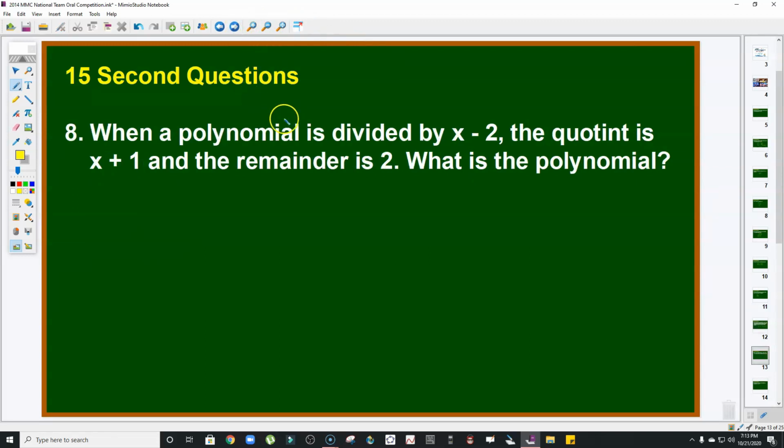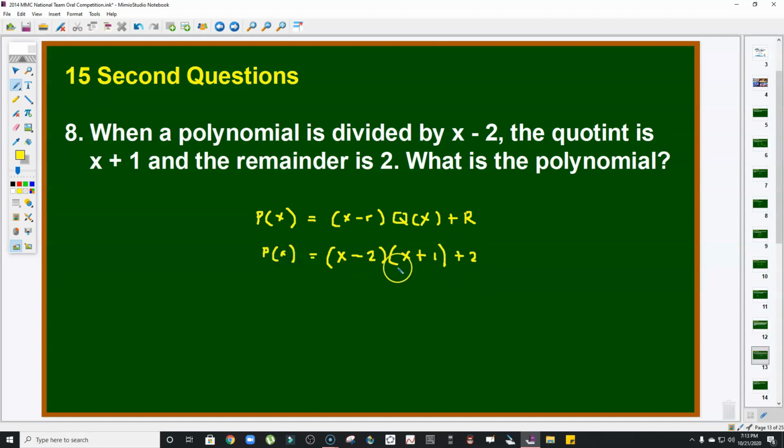See that? Next, problem number 8. When a polynomial is divided by x minus 2, the quotient is x plus 1 and the remainder is 2. What is the polynomial? Take note of our division algorithm: p of x is equal to x minus r, which is your divisor, times the quotient, plus the remainder. The divisor is x minus 2, the quotient is x plus 1, plus the remainder, which is 2. So the question is, what is p of x?